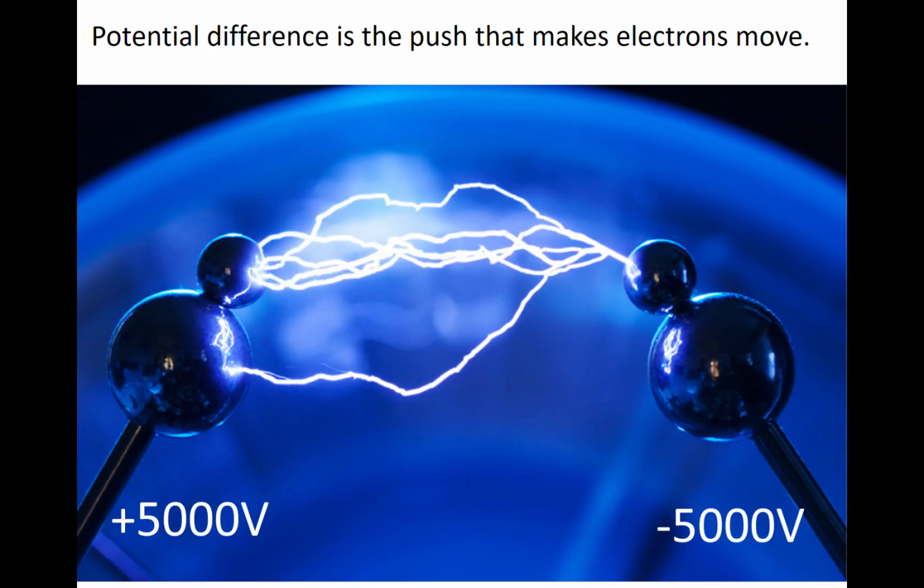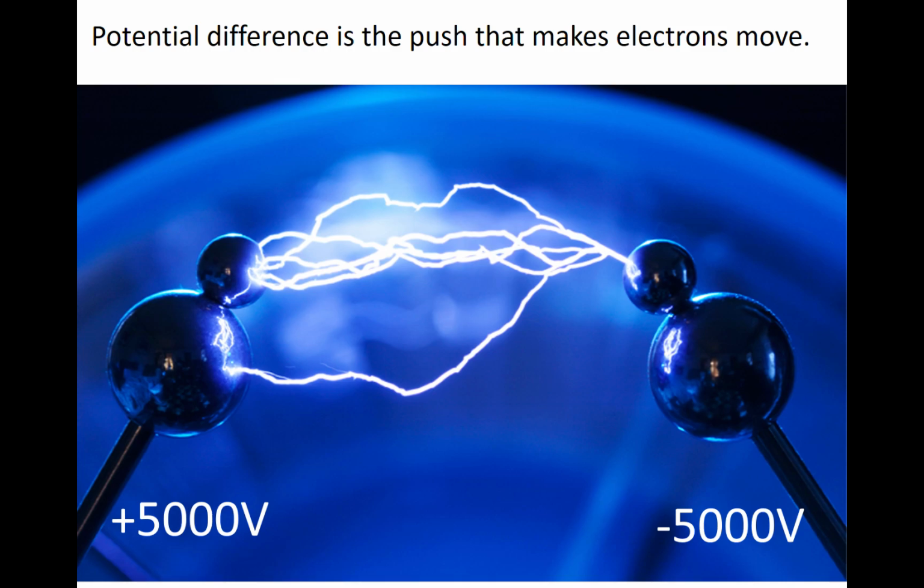And we'll begin. Potential difference is the push that makes electrons move. So in a conductor, a small potential difference will cause electrons to move. That is an electrical current. Whereas with an insulator, you require a large potential difference in order to make the electrons move. In this case, the insulator is air. Air requires approximately 10,000 volts of potential difference in order to jump 1 centimeter.